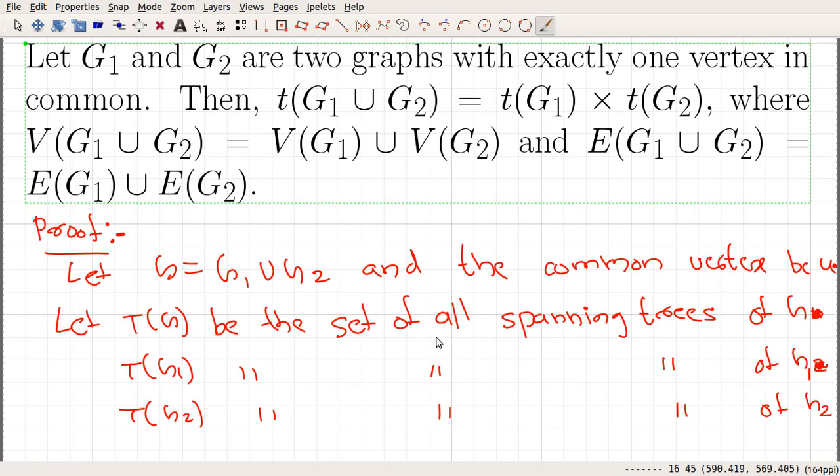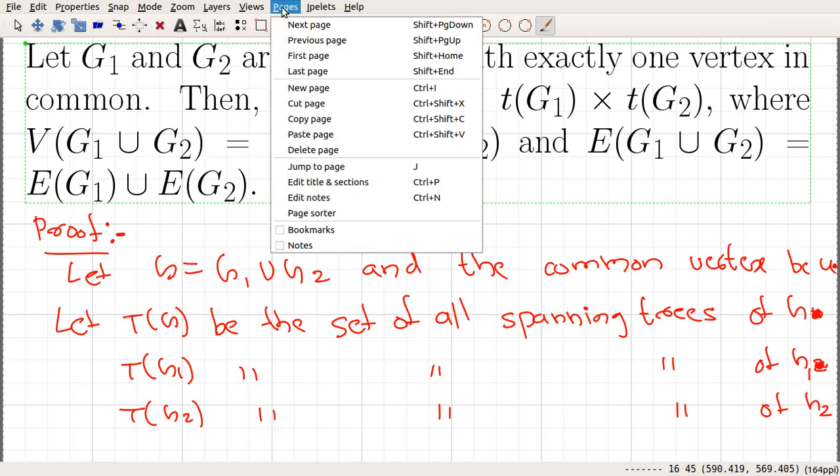Okay, so next what we are going to do is, using these three sets, we are going to define a function, and we will prove that that function is a bijective function. Then after that, we count the cardinality of those two sets, and that will give the answer. So let's see how that is done.